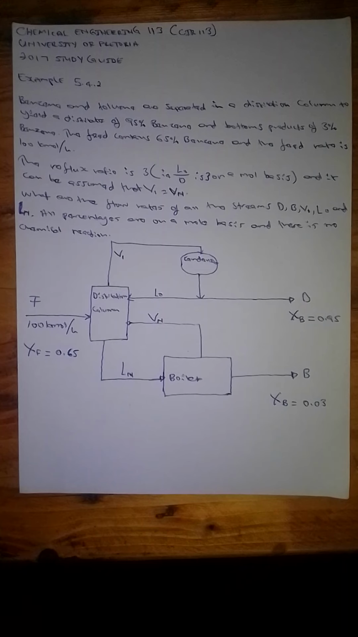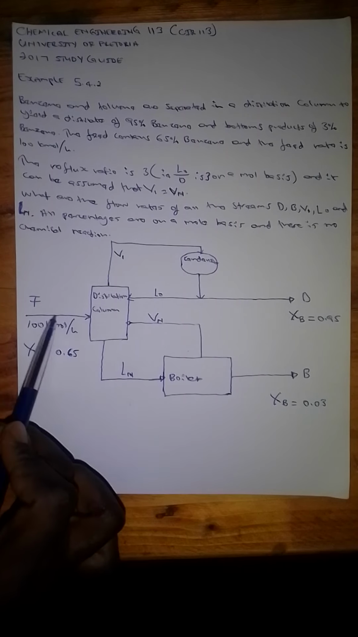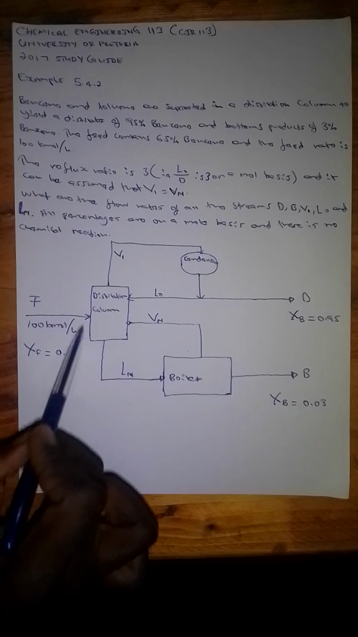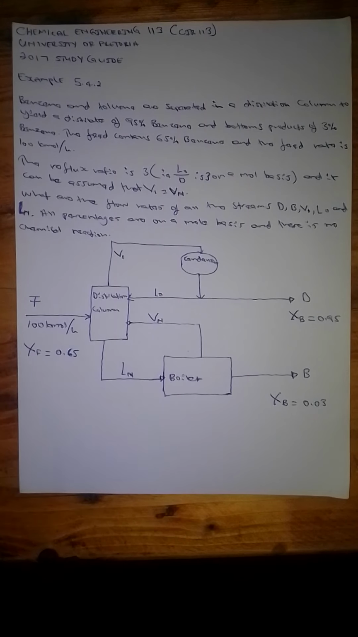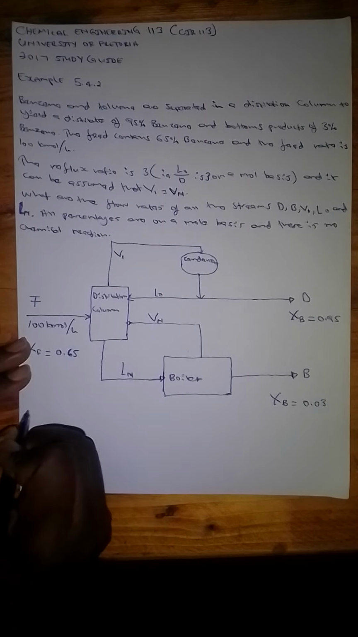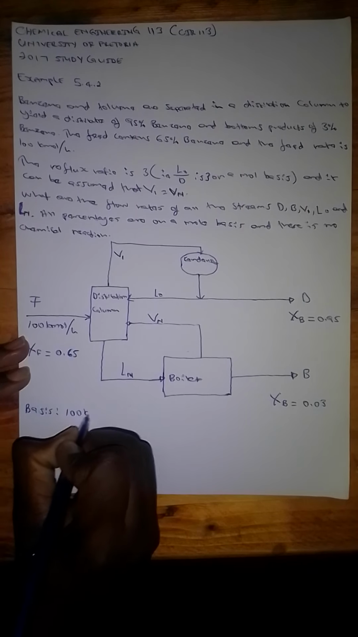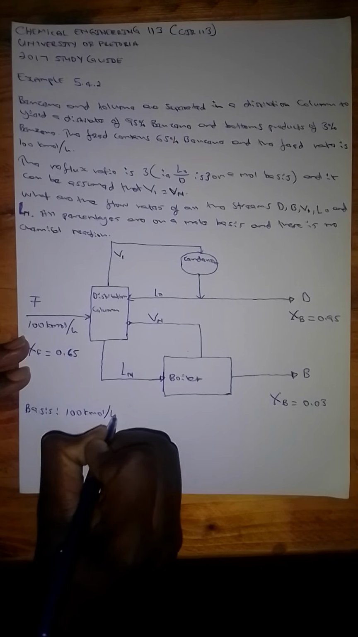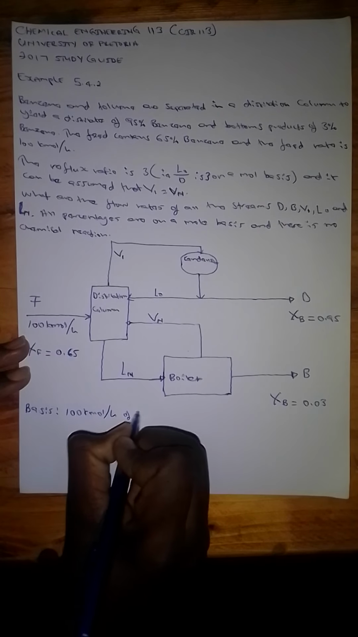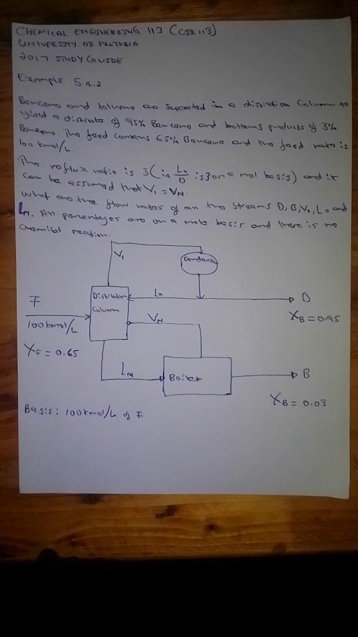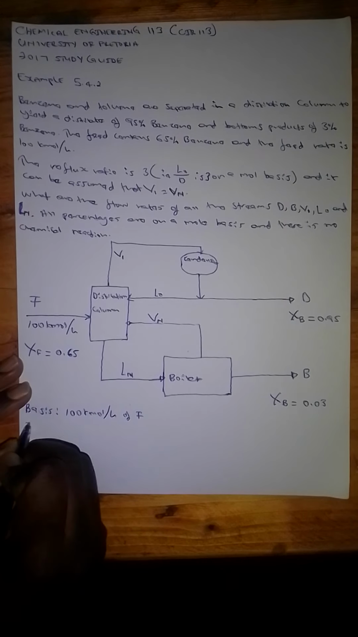So, to answer such a question, as usual, we choose a basis, and the simplest basis to work with is to choose the 100 kmol per hour of F because it's given. So we can just say basis: 100 kmol per hour of F. And with that said, we can go to our step 1.